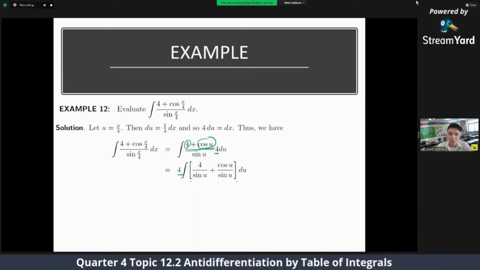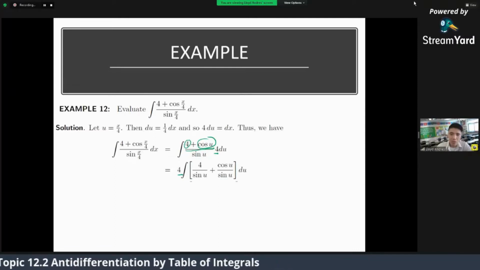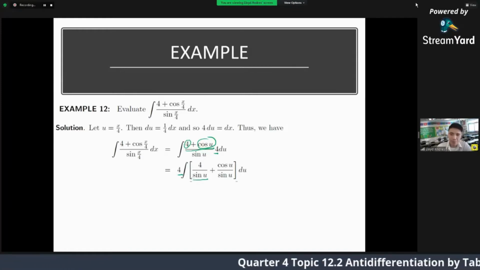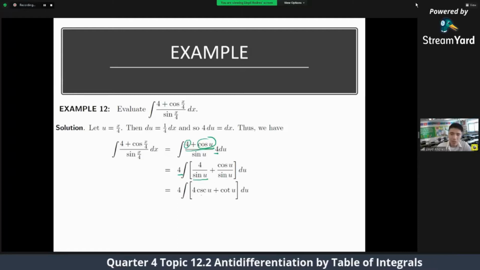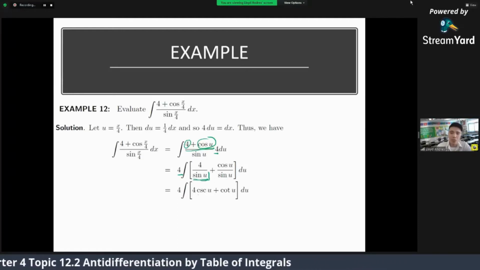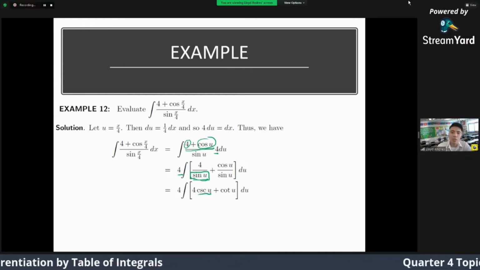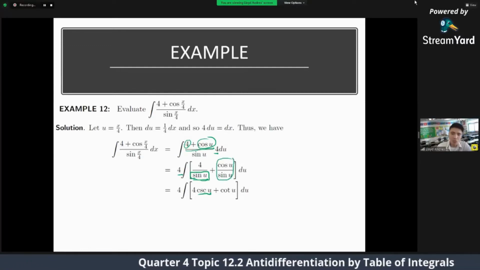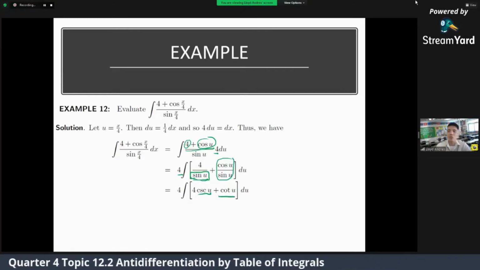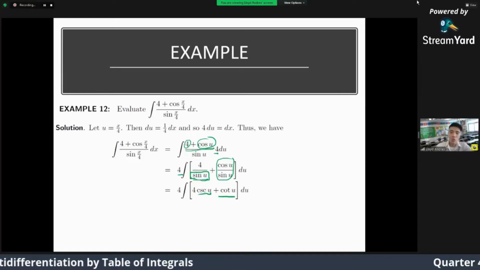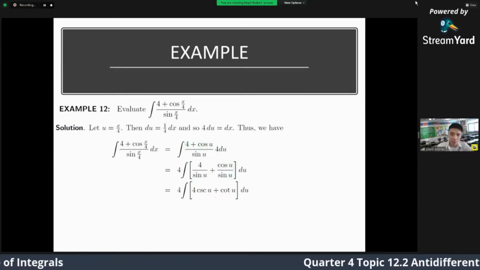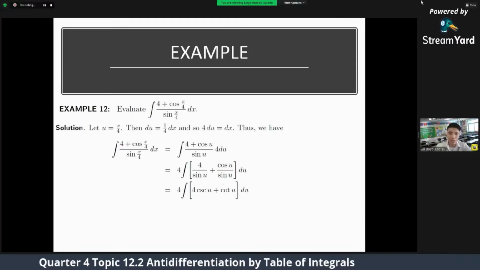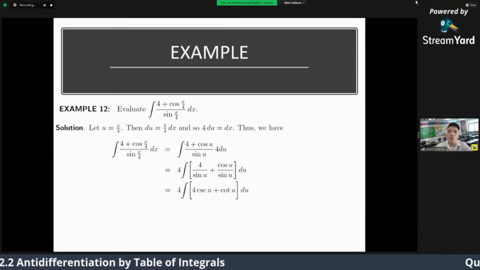Then take note that this is a reciprocal. Since sine u is in the denominator, it becomes cosecant u, because the reciprocal of sine u is cosecant u. So it becomes 4 cosecant u. While cosine u over sine u can be written as cotangent u, because by the quotient identity, they are equal. We have no quotient rule in antidifferentiation, so we simplified it as cotangent u.